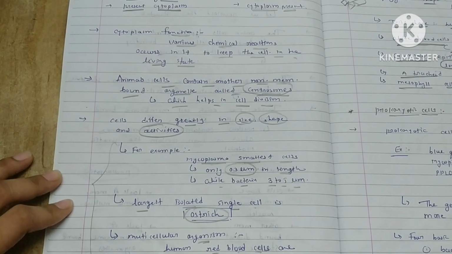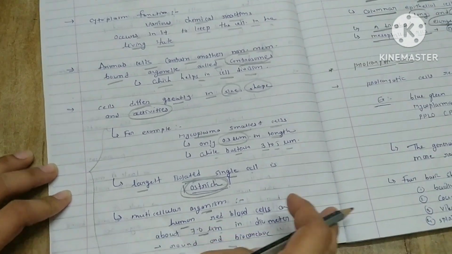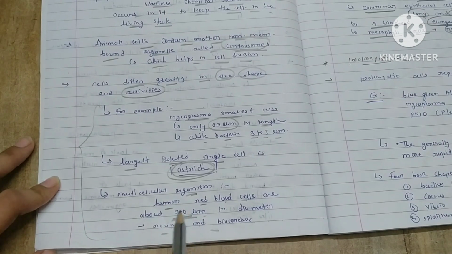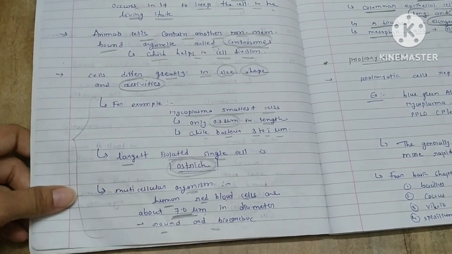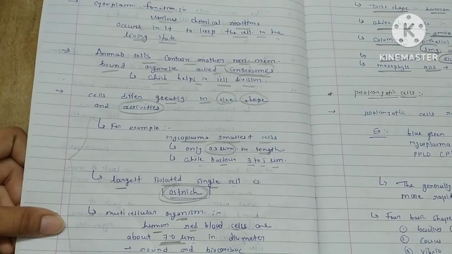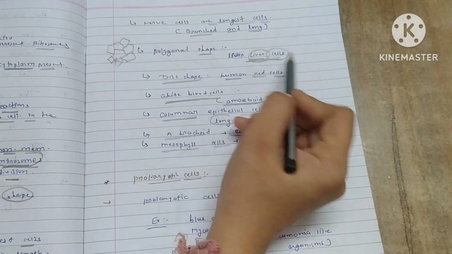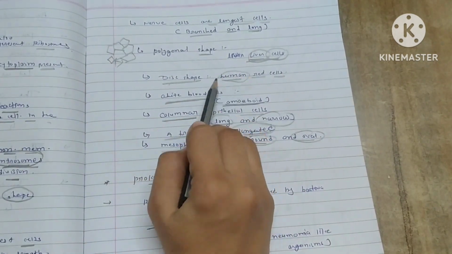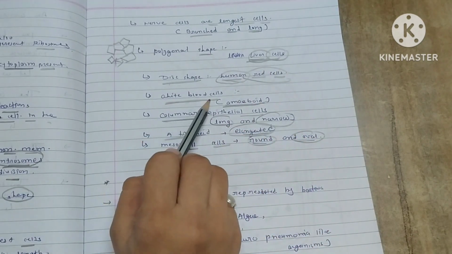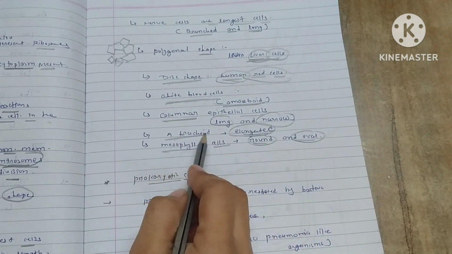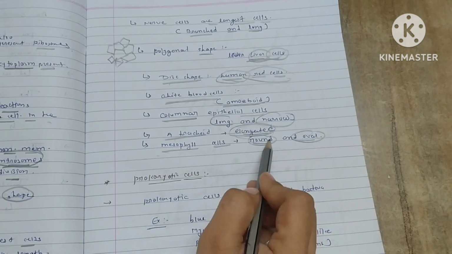For example, the most important: Mycoplasma, the smallest cell, is only 0.3 micrometer in length, while bacteria are 3 to 5 micrometer. The largest isolated single cell is the ostrich egg, and among multicellular organisms, human red blood cells are 7 micrometer in diameter, round and biconcave. Nerve cells are the longest cells, branched and long, and the polygonal shape is an example of liver cells. Disc shape is human red blood cells, white blood cells are amoeboid, columnar epithelial cells are long and narrow, tracheid is elongated, and mesophyll is round and oval in shape.